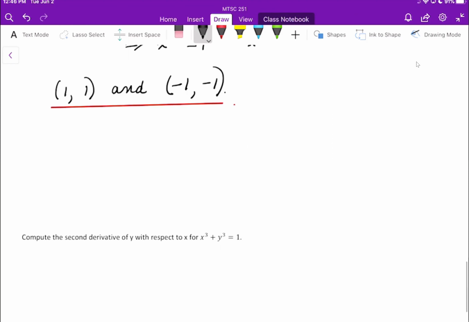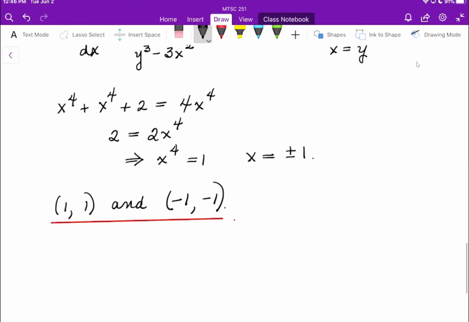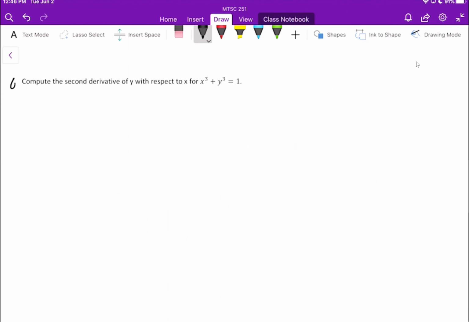Okay. And the last problem, so that was problem 5, this is problem 6. We actually want to compute the second derivative. So our goal is to find y double prime. Okay, so we're given x cubed plus y cubed is equal to 1.